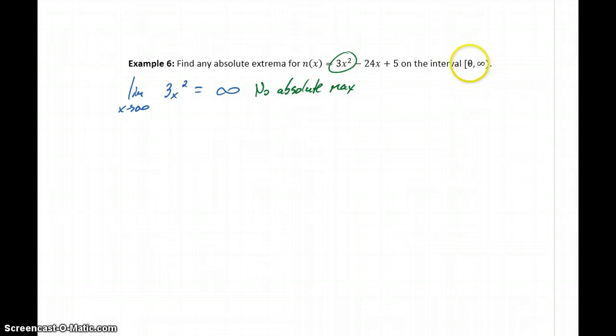But we do have this domain restriction, so we're not going to consider the end behavior as x goes to negative infinity because we're cutting our function off at 0 on the low end. So then what we need to do is take the derivative of our function, find any critical values, and evaluate the original function at those critical values and this one closed end of our interval.